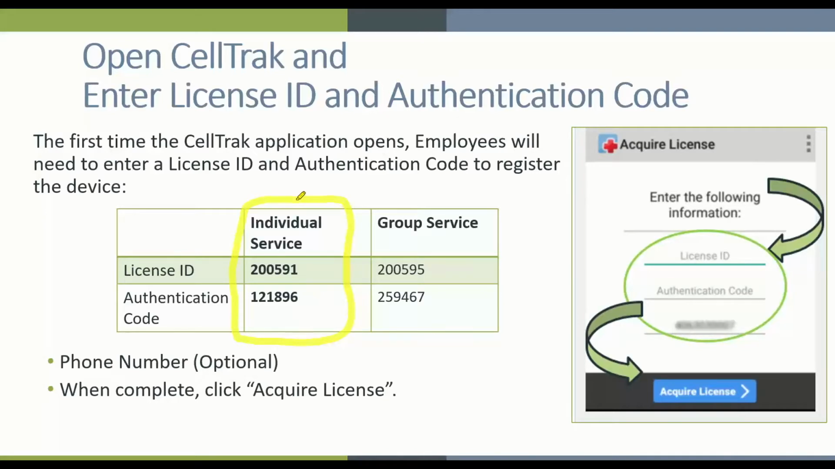The individual service license ID is 200591. Again, that's 200591. And the individual service authentication code is 121896. Again, that's 121896.